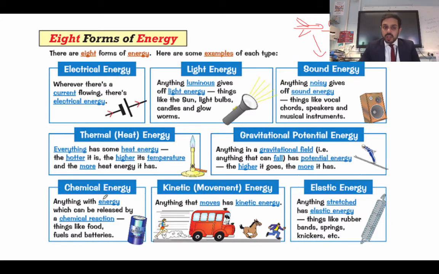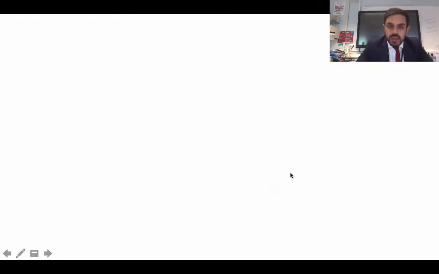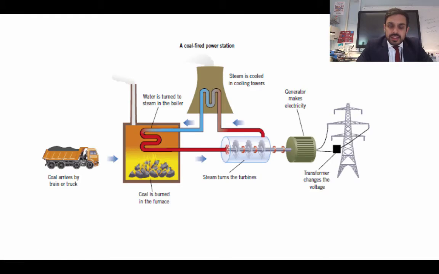Really, really simple. Chemical energy is another one people get confused. This is stuff that you find in food and in batteries. Kinetic energy is movement. And elastic is when you stretch things. So the more you stretch it, the more elastic energy it has. Okay. Now, let's have a look at how we can use energy.